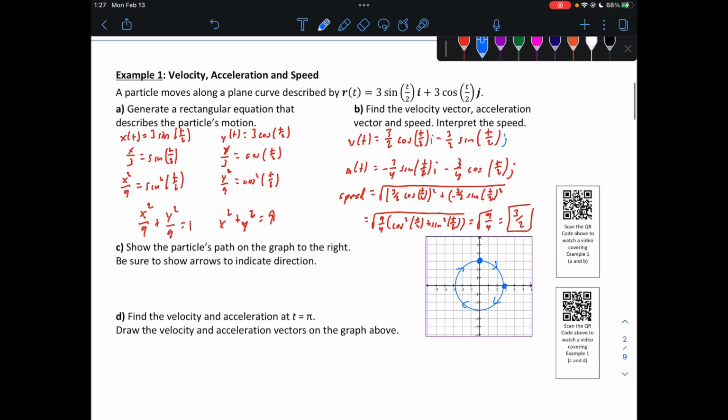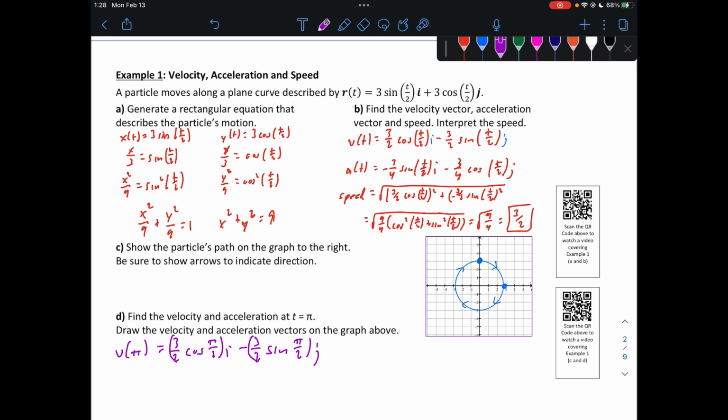Finally, question D, find the velocity and acceleration at t equals pi. Draw the velocity and acceleration vectors in the graph. Okay, so velocity at pi would be 3/2 cosine pi over 2 i minus 3/2 sine pi over 2 j. So 3/2 cosine pi over 2.